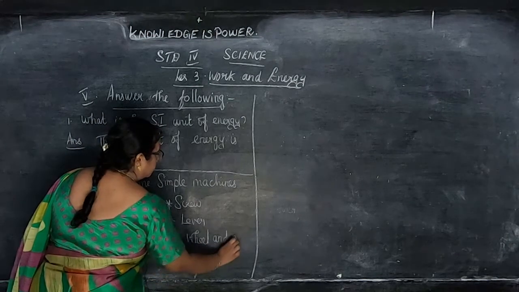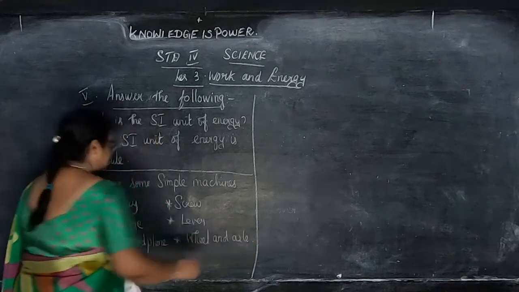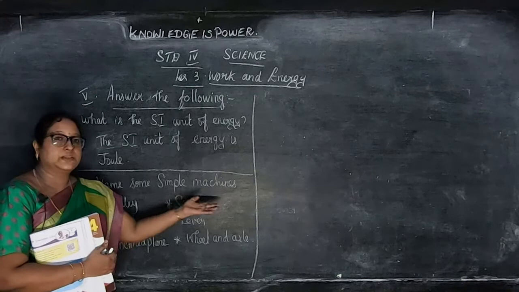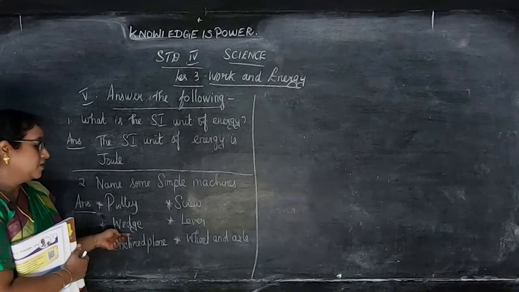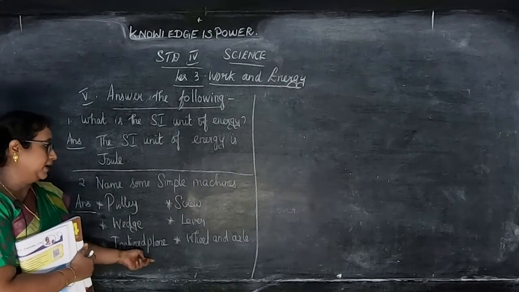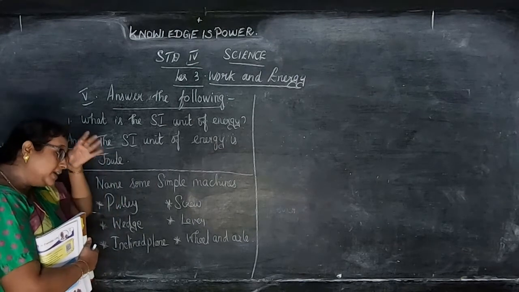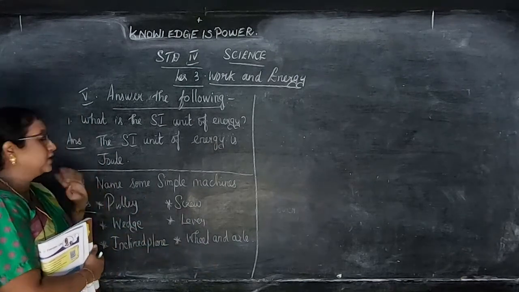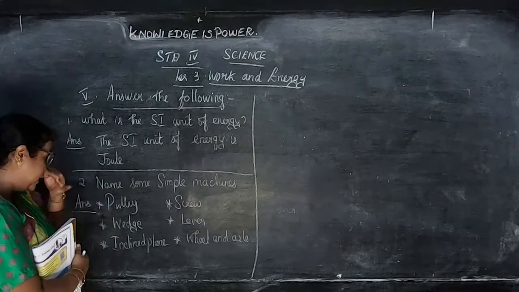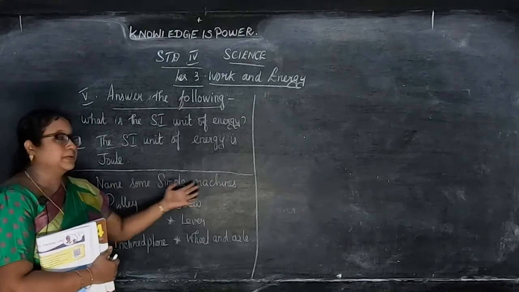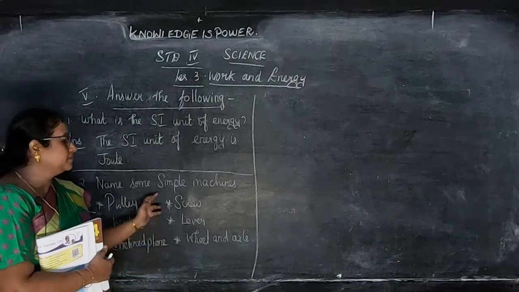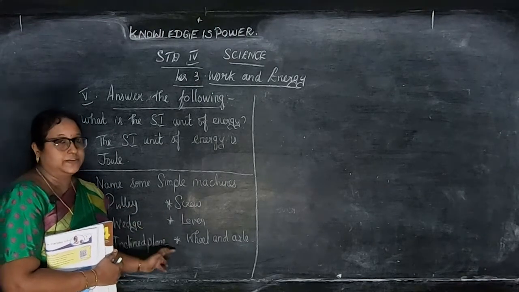So these are some of the simple machines we are going to write here. Okay. So what is the question? Name some simple machines. Pulley, wedge, inclined plane, screw, lever, wheel and axle. Okay, children. So once again I'll read. You have to read along with me, children. Name some simple machines. Pulley, wedge, inclined plane, screw, lever, wheel and axle.